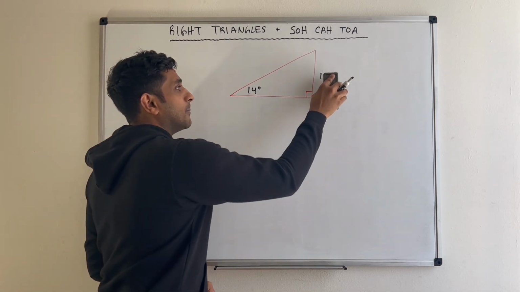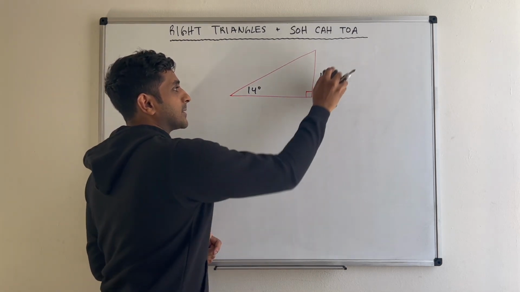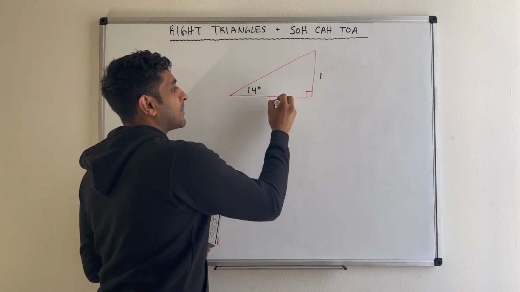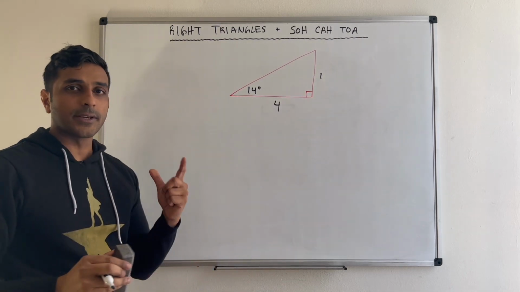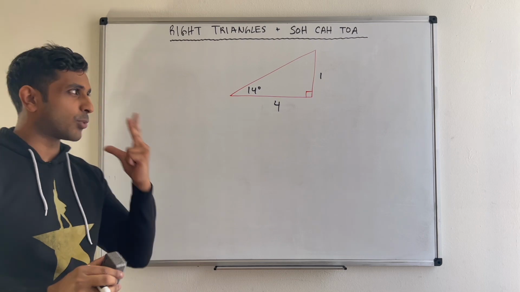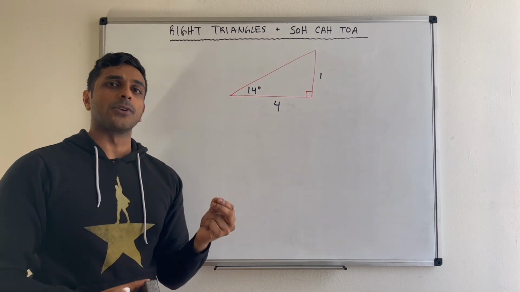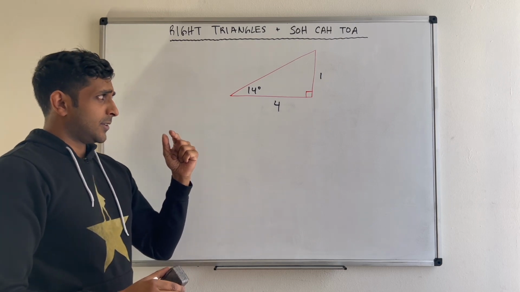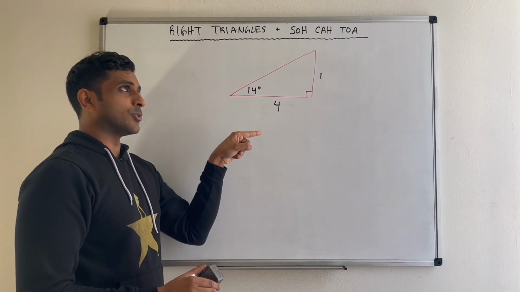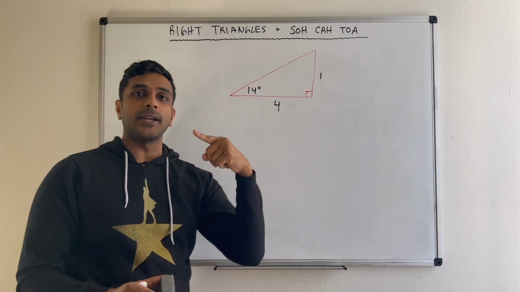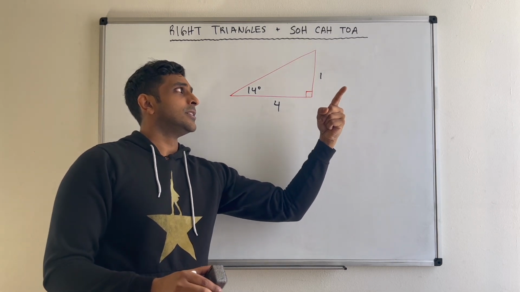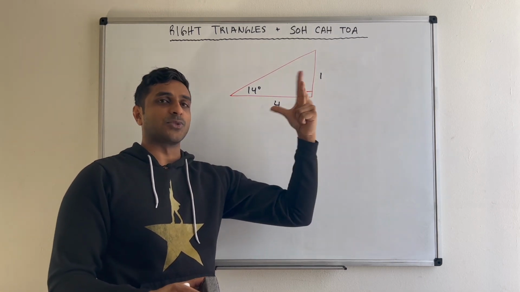Okay, but before I erase this completely, let's think about this ratio of 1 to 4. How would I express this thought? Like, how do I express this idea that I have here? It would take a lot of words. I would have to say, in a right triangle with a 14-degree angle, the ratio of the side opposite that angle to the side adjacent to that angle is 1 to 4.